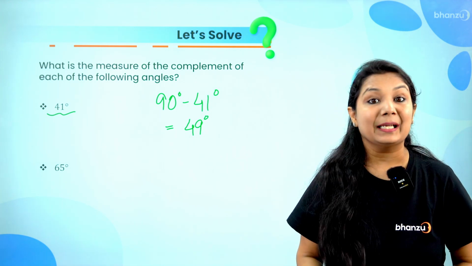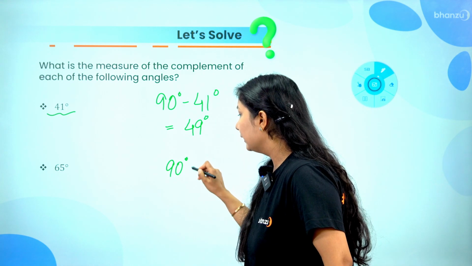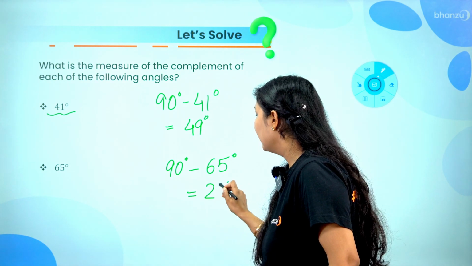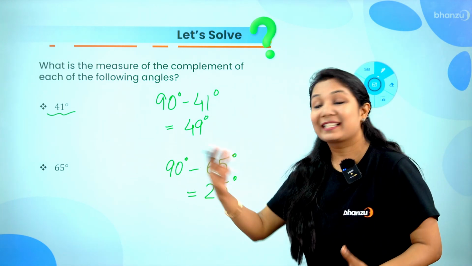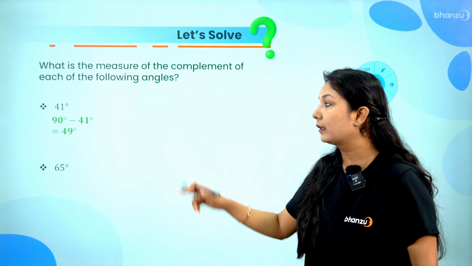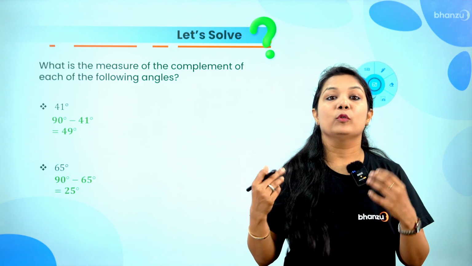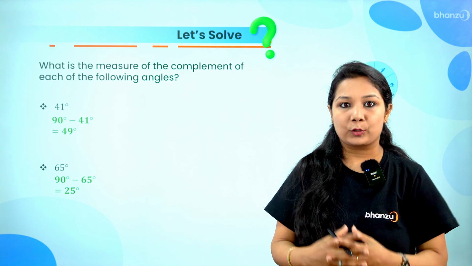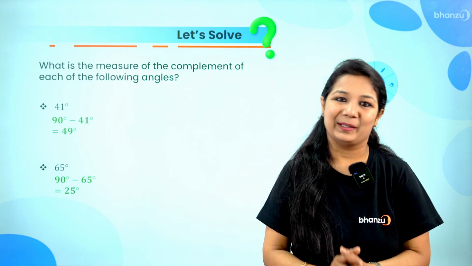And if you see the other one, it's 65 degrees. So what would be its complement? 90 degrees minus 65 degrees, which gives us 25 degrees, right? So that's the complement of 65 degrees. Right? So this is how we find the complement of the given angles. If you add the complement to the given angle, you should get 90 degrees. So that's why we subtract the given angle from 90 degrees to get its complement.